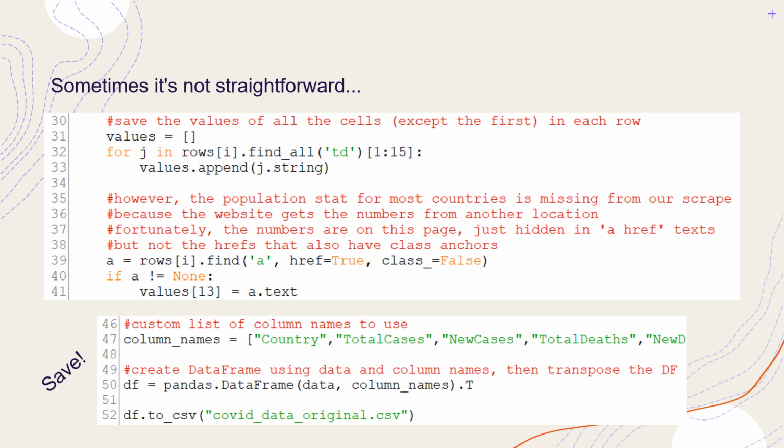There was one problem I ran into at this part. Most of the values were ultimately saved in the TD tag, but some of them, because they're actually coming from another web page, were stored under the A tag with an H reference included. So I just had to write another block of code to get those values. Next step was saving. Save the data to a data frame, then save the data frame to a CSV.